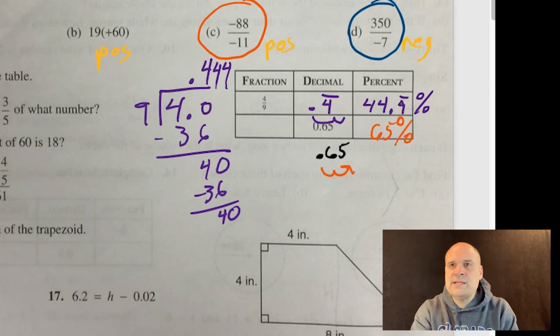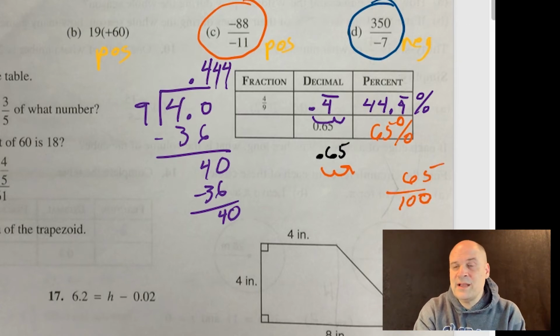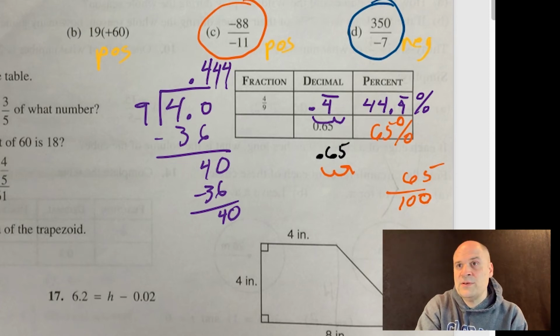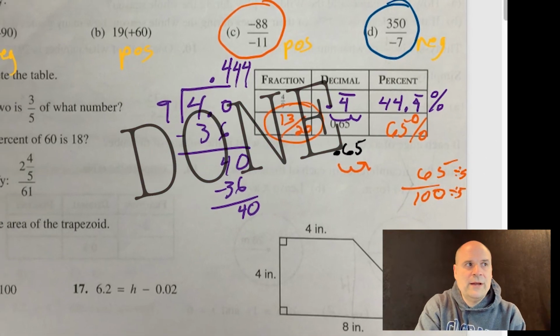And then how do you change a percent to a fraction? Well, 65% is just 65 over 100, and you can reduce that. You can take a 5 out of both of those. If you divide by 5, divide by 5, you get 13/20. Cool.